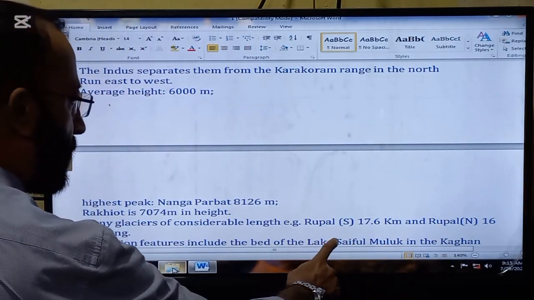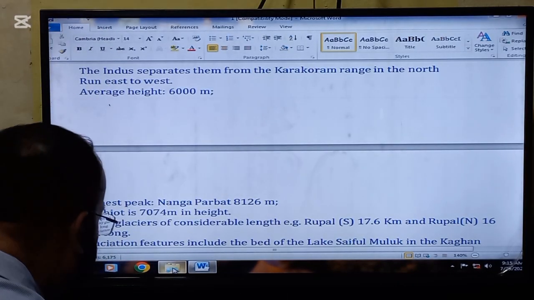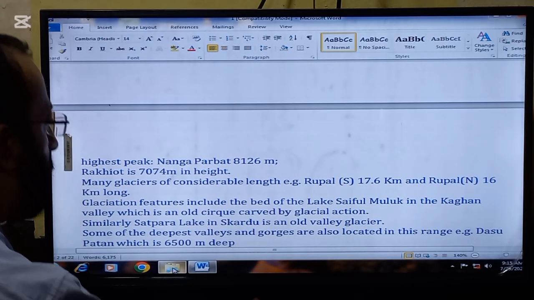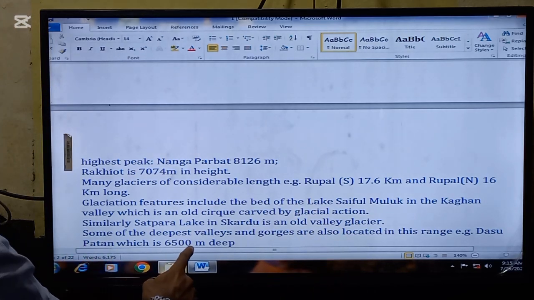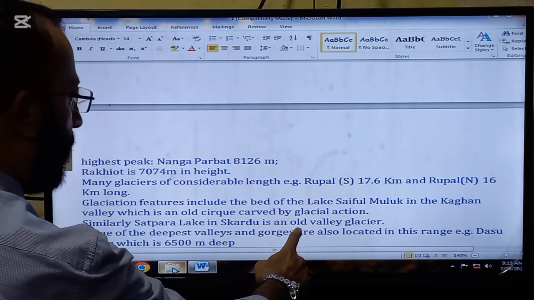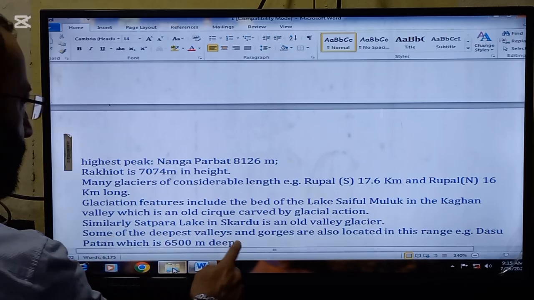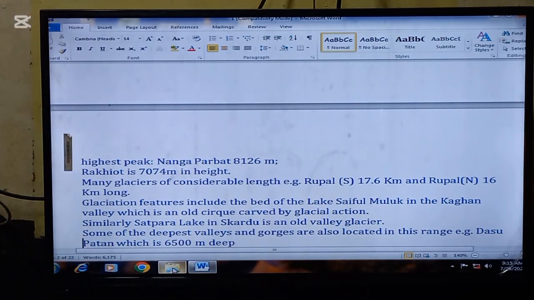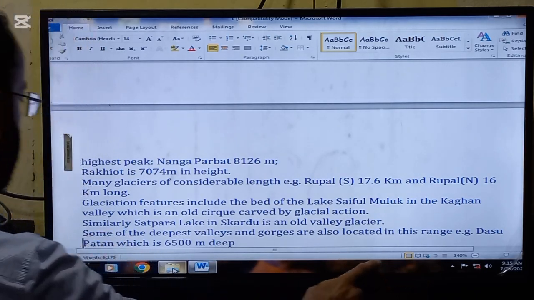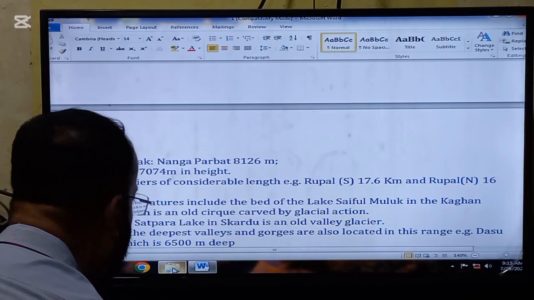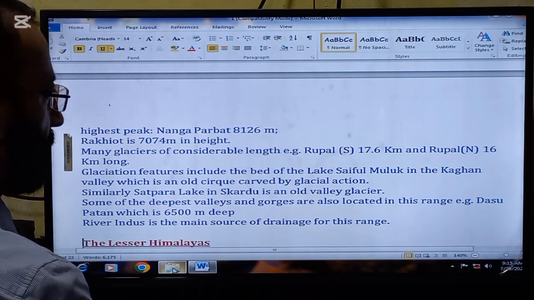Many glaciers of considerable length, for example, Rupal South, that is 17.6 kilometers, and Rupal North, that is 16 kilometers long. Glaciation features include the bed of Lake Saiful Muluk in the Kaghan Valley, which is an old cirque carved by glacial action. Similarly, Satpara Lake in Skardu is an old valley glacier. Some of the deepest valleys and gorges are also located in this range, for example, Dasu Patan, which is 6,500 meters deep. The river Indus is the main source of drainage for this range.